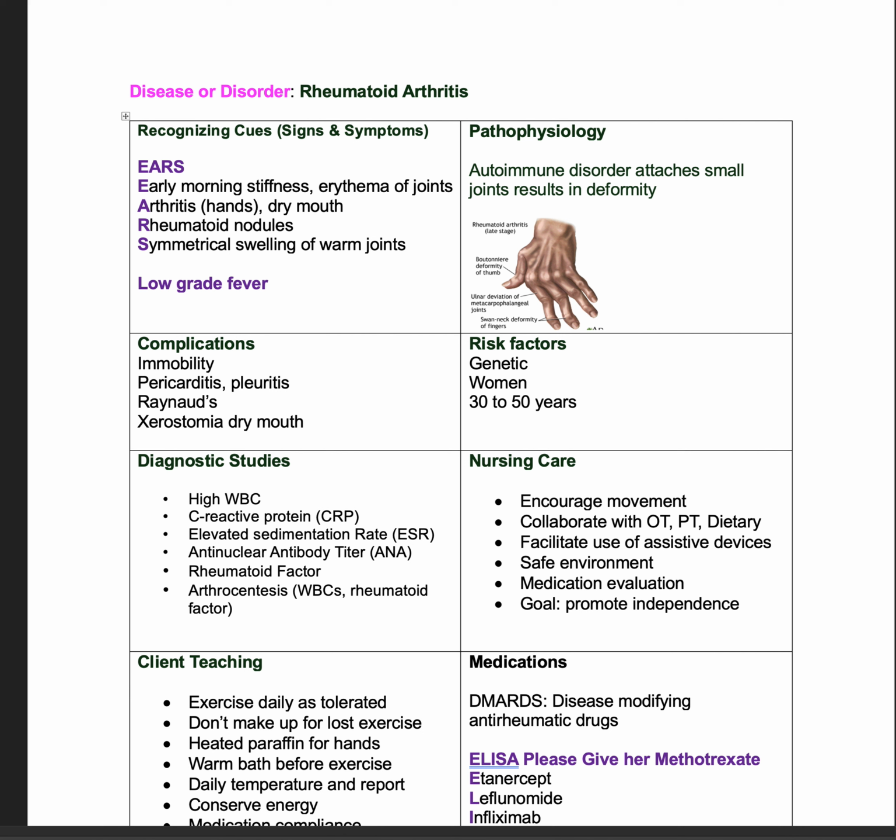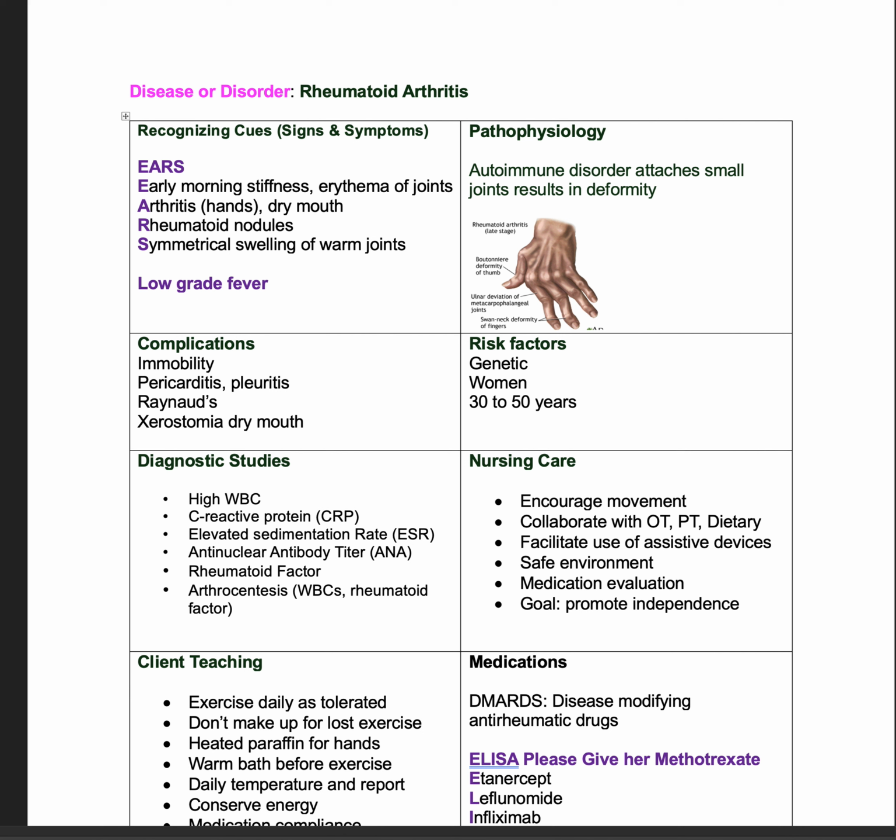Students, I'm going to review the disease sheet for rheumatoid arthritis in this presentation. So let's start with the pathophysiology. Okay, so rheumatoid arthritis is an autoimmune disorder that usually attacks the small joints, which results in deformity.